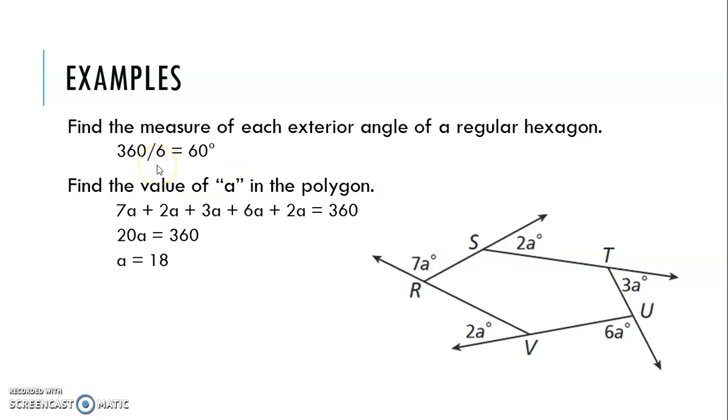In this first question, a hexagon has 6 sides, so all I had to do was 360 divided by 6 to get 60 degrees. In the next question, I know that all of these added together will be 360 because they're the exterior angles. So I just added them together to get 20A. I made it equal 360, and I found out that A is 18.